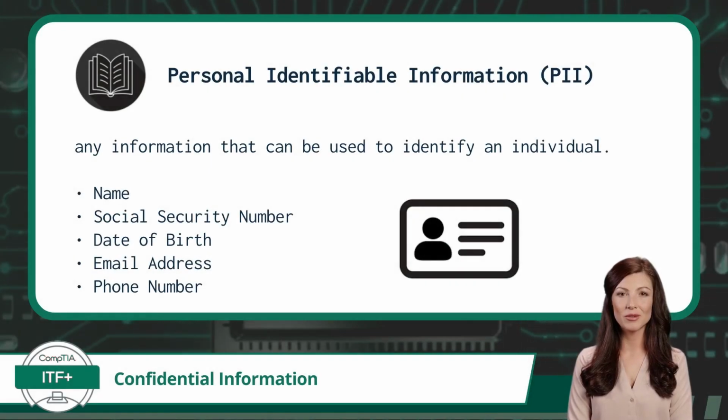Next, let's discuss a specific category of confidential information known to the IT industry as personal identifiable information, or PII. This refers to any information that can be used to identify an individual and may include, but is not limited to, a person's name, social security number, date of birth, email address, and phone number. PII is often subject to legal protections and must be handled carefully to prevent unauthorized access or disclosure.